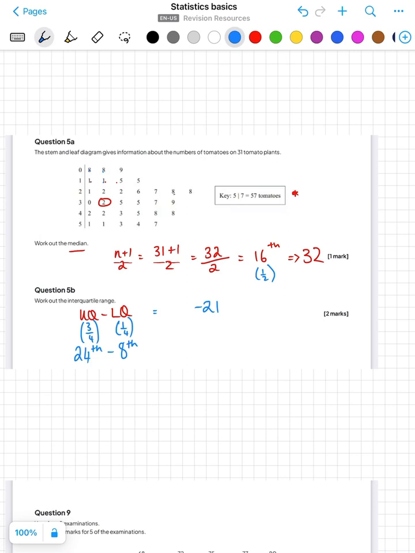9, 10, 11, 12, 13, 14, 15, 16, 17, 18, 19, 20, 21, 22, 23, 24. And that's 45 is the 24th tomato, the upper quartile. To find the interquartile range, we subtract lower quartile from upper quartile to get an interquartile range of 24.